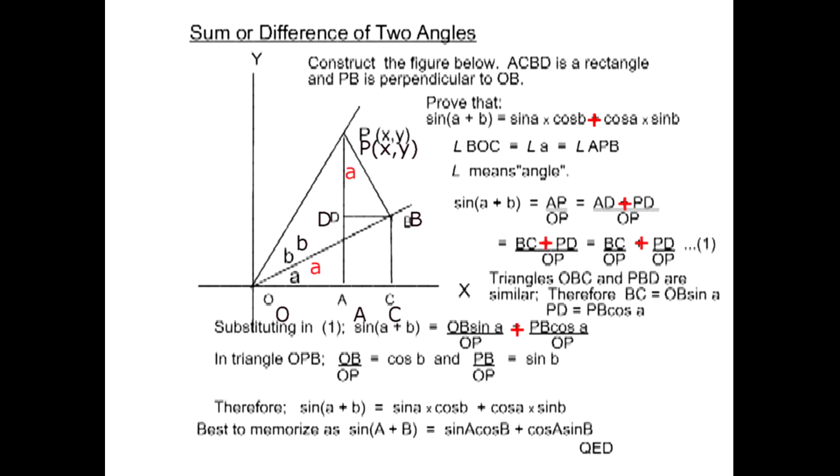The best way to memorize this identity is to memorize this as I've written down, sine capital A plus B equals sine capital A cos B plus cos A sine B.